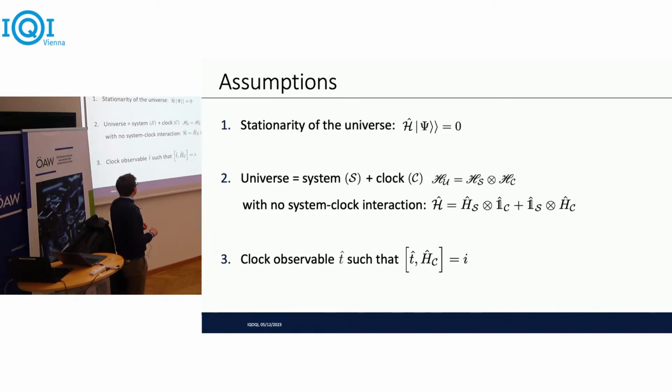And last, they assume that the clock has an observable t, which is canonically conjugated to its Hamiltonian. So HC here is the Hamiltonian of the clock. In this case, we usually talk about ideal clocks. So we are working with ideal clocks when we have this kind of algebra for the clock. And from this t operator here, we can find these improper eigenstates. This is an idealized case, and people have shown how to modify this assumption. But for now, all the results are valid if you consider this idealized case.